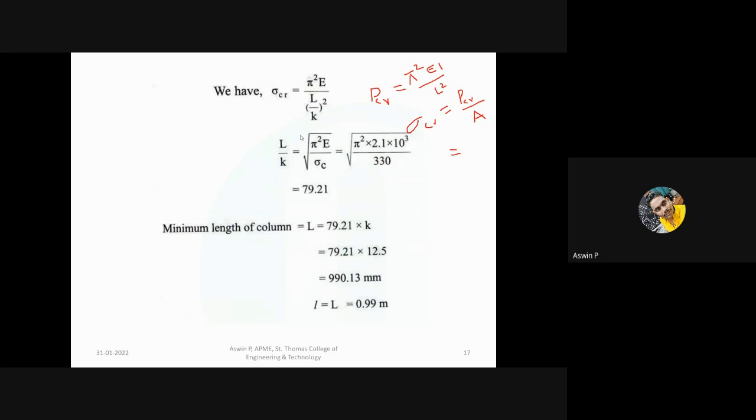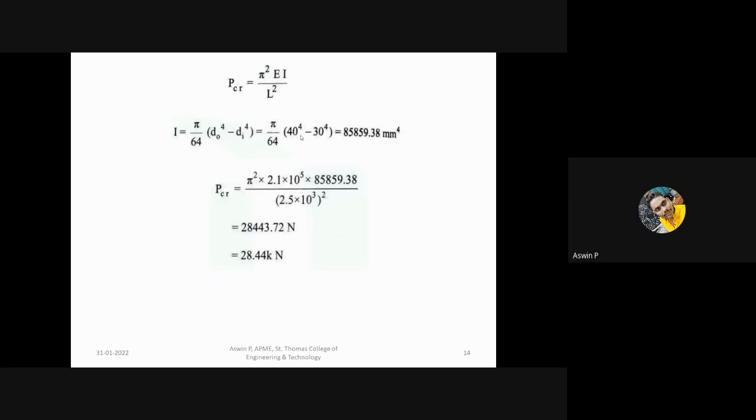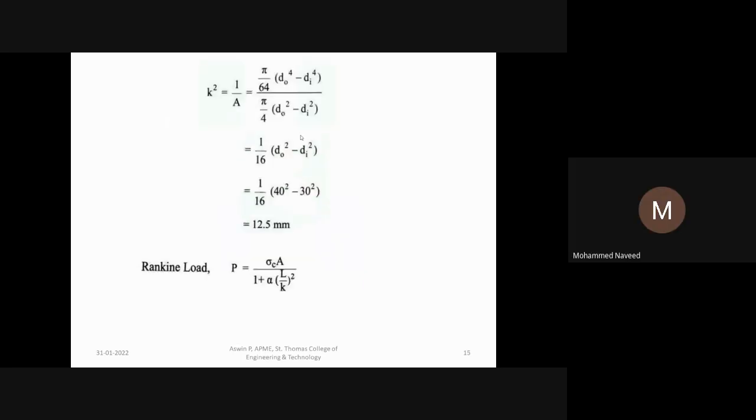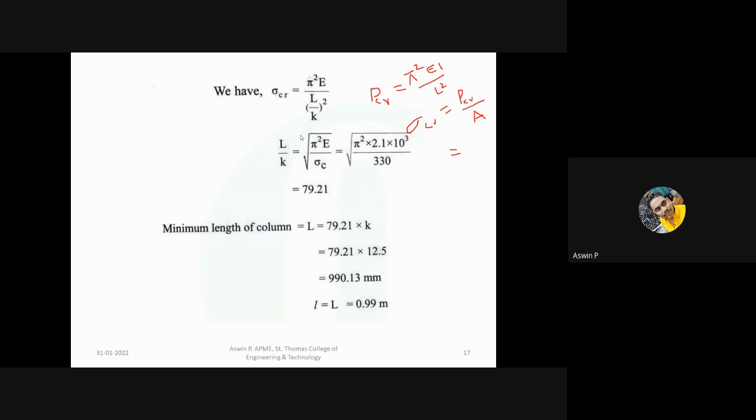28,443 divided by 549.5, right? Correct? 28,443.72 divided by what is the area? 549.5. So the answer will not be this one.